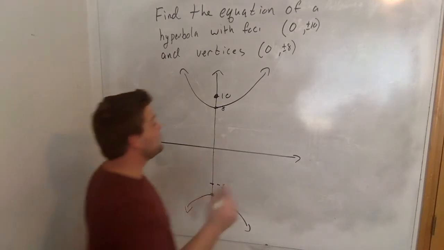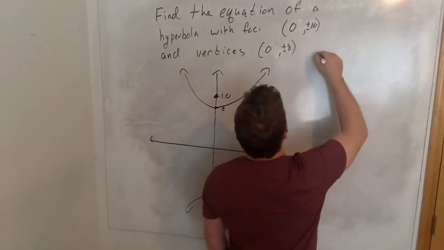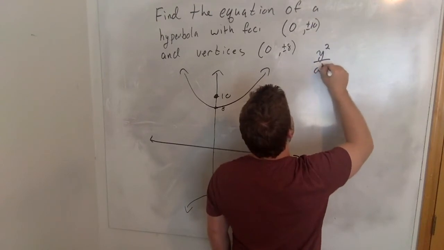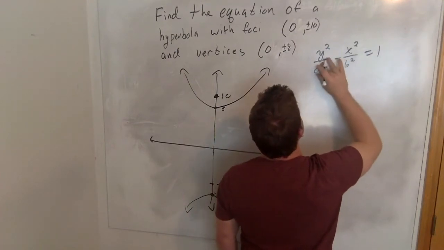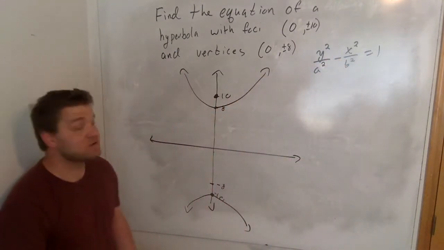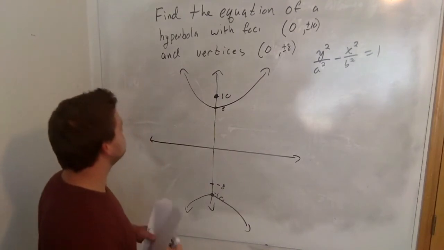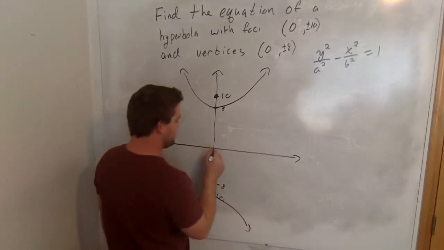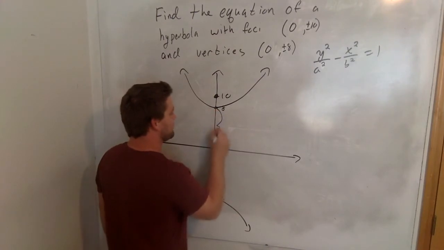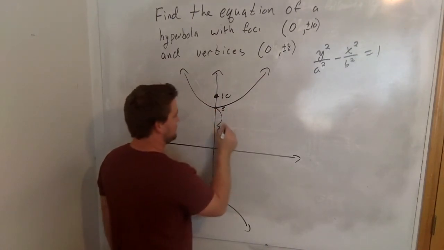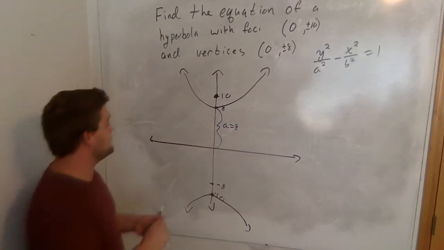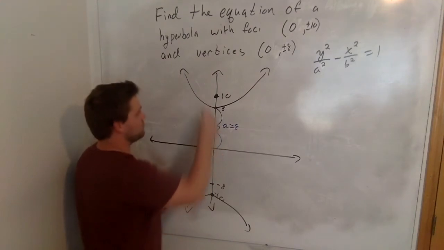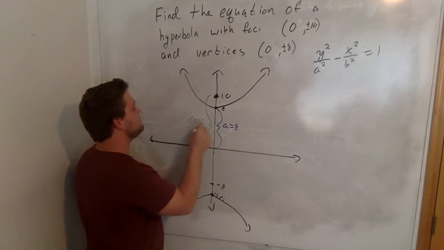So right off the bat, we know that this will have a general form of y squared over a squared minus x squared over b squared equal to 1. Okay, we just need to figure out what our a's and our b's are. Well, what do we know? We know the distance from the center to one of the vertices. This is 8, so we have that a will be 8. And we also know the distance from the center, in this case the origin, to one of the foci. This is telling us that c is 10.